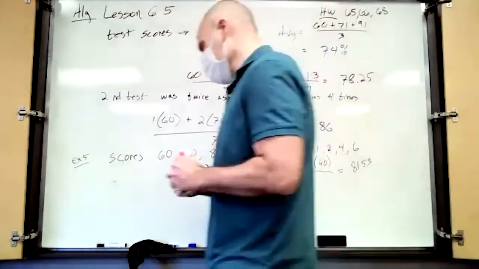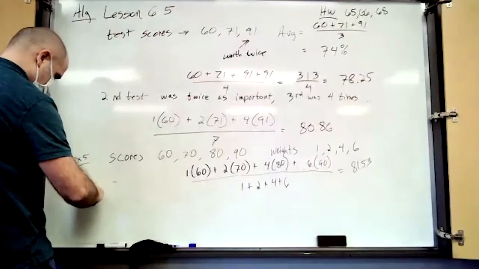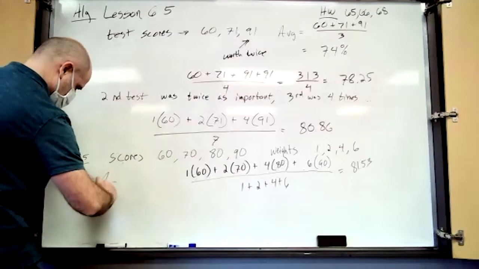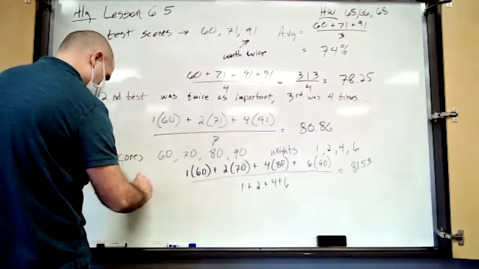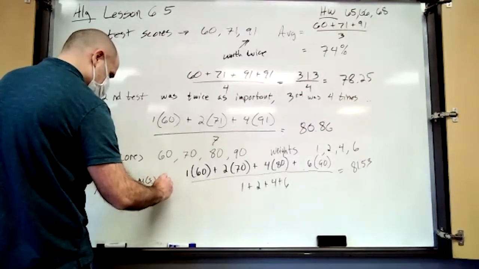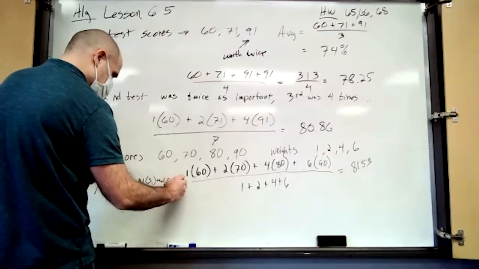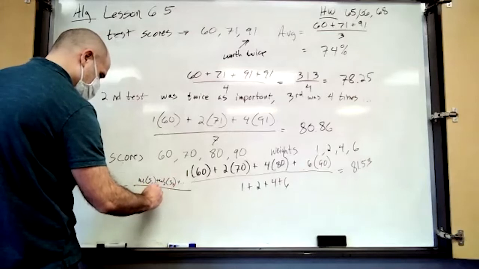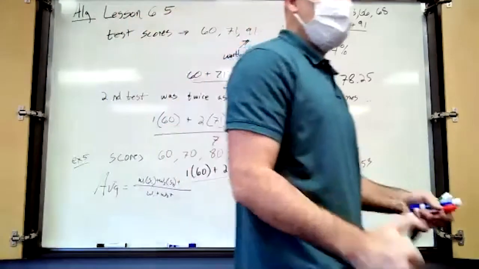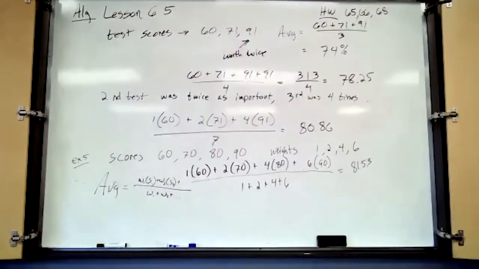So this is the formula. The average is going to be weight 1 times score 1 plus weight 2 times score 2 plus ... all over weight 1 plus weight 2 plus ... Okay? So you just multiply the weight times the score that it goes with, add them all up, divide by the total, the sum of the weights, okay? Because the weights are how many times you count the numbers.